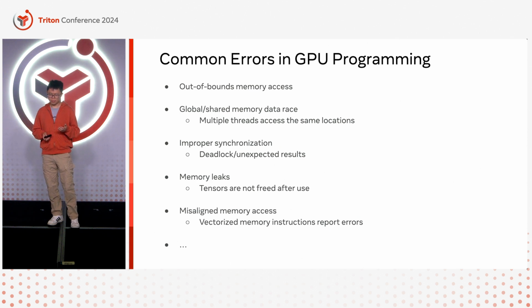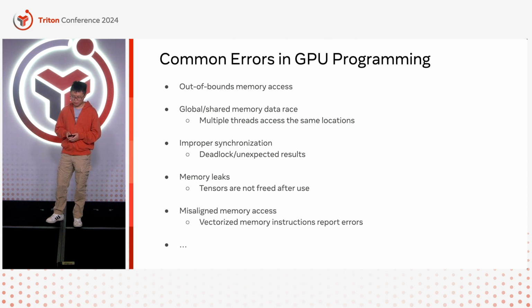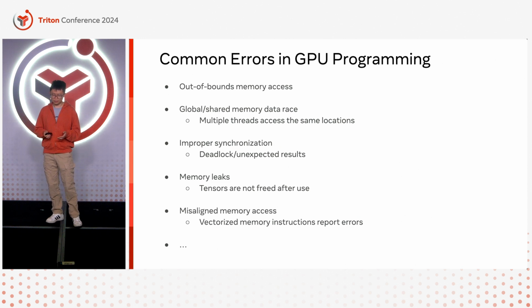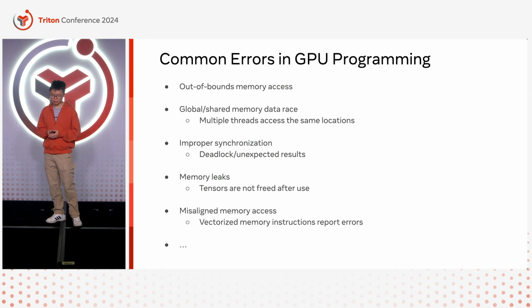There's also memory leaks where tensors are not freed after use. It's not common in PyTorch, though, because GPU memory is handled automatically by PyTorch's memory allocator. Besides, there's also misaligned memory access, which can report errors similar to out-of-boundary memory access. It happens when you are trying to use vectorized memory instructions, but the tensor allocated is not aligned.